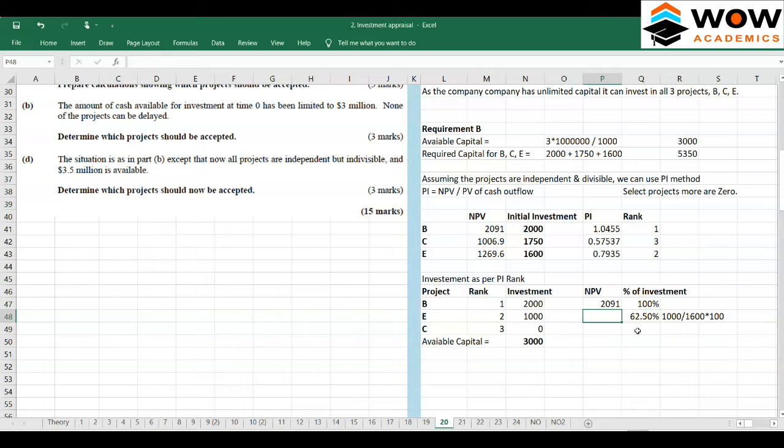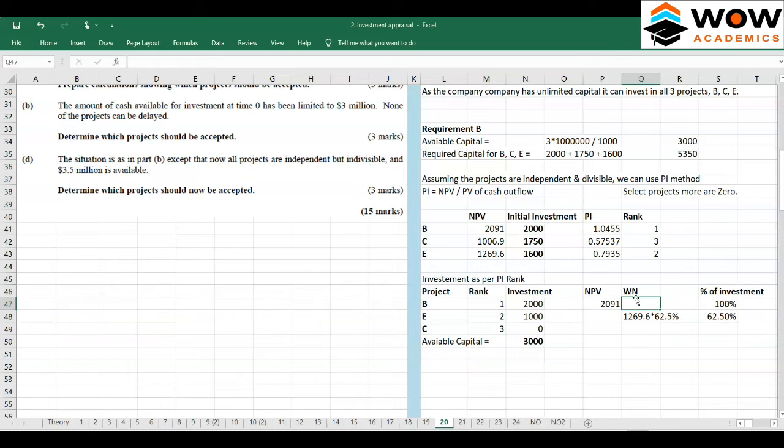So this percentage of NPV only we can get, right? We can't get the entire amount. We can only get 62.5% of the NPV. So how much is the NPV we usually get from E? We get 1269.6 into 62.5%. That is what we could get from this. Okay, so we'll put another line for computing purposes, just as a working note.